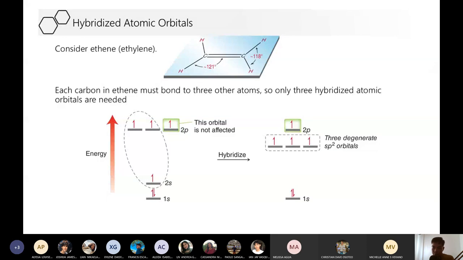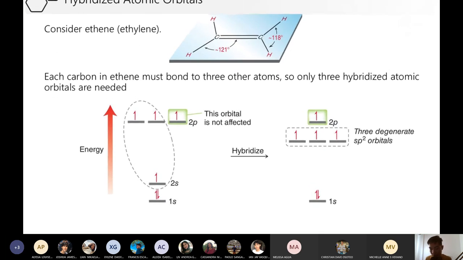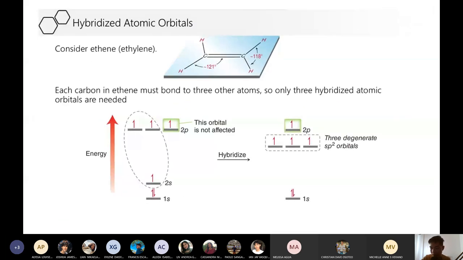So let's now focus on the other versions of hybrid orbitals ni carbon. Kasi what we also know is that carbon can form double bonds and triple bonds. So let's try to explain that now. So for example, we have ethylene, which is an alkene.